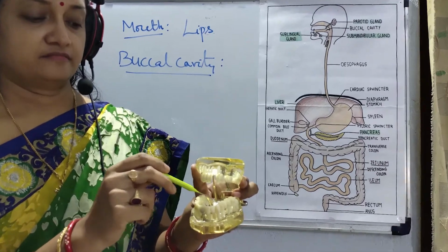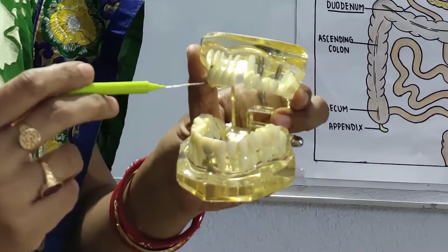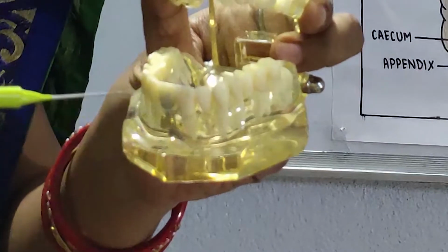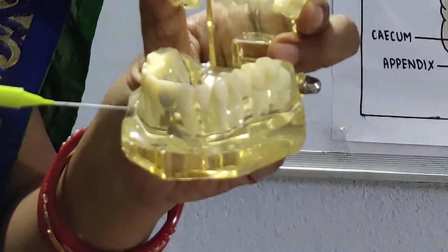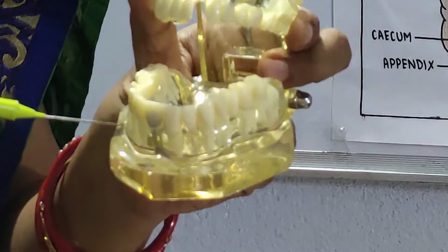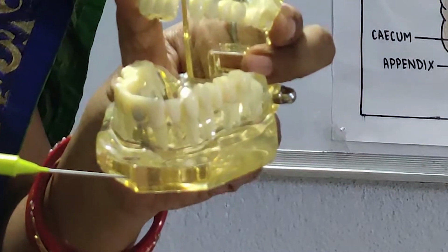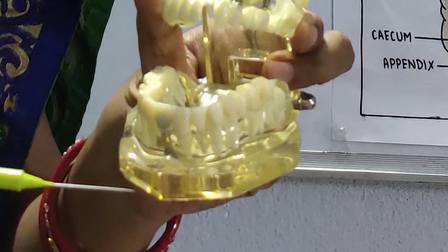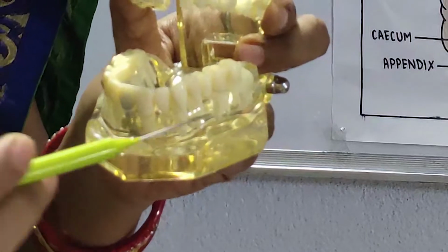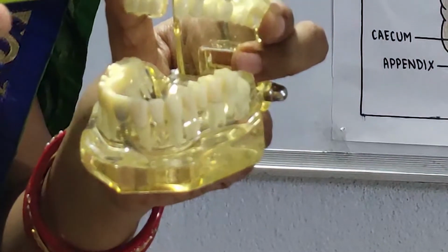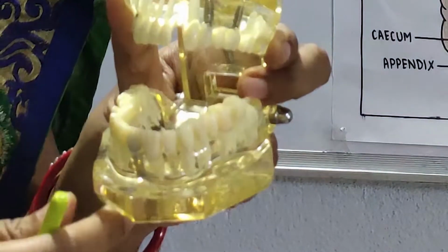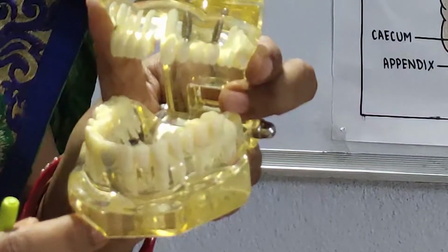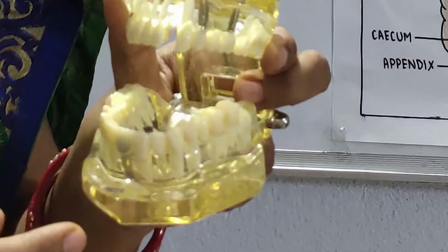And we can find here different types of the teeth. What are the different types of teeth? These are known as incisor, canine, premolars and molar. So, these four kinds of teeth are arranged in the gum and this is known as dentition. So, dentition means the arrangement of the teeth in the gum.